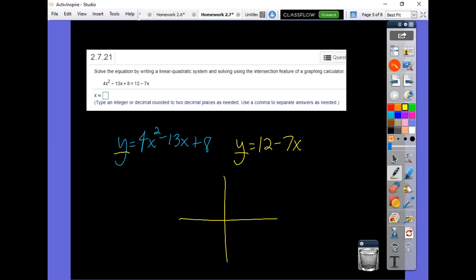It's just the x values that I find for the actual answers that I'm going to end up typing in for my solution. And it does say round to 2 decimal places, so as long as we're pretty close. And again, for me, let's just jump over to Desmos and do that problem. Let me make sure I've got the right equations: 4x squared minus 13x plus 8 and 12 minus 7x.